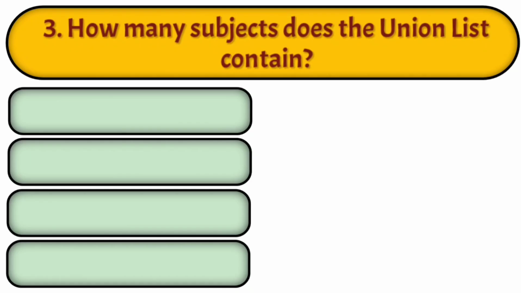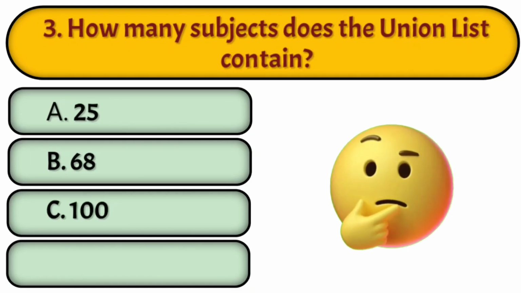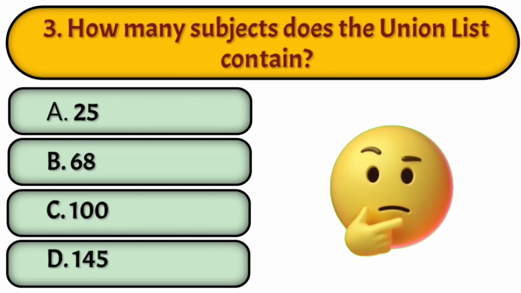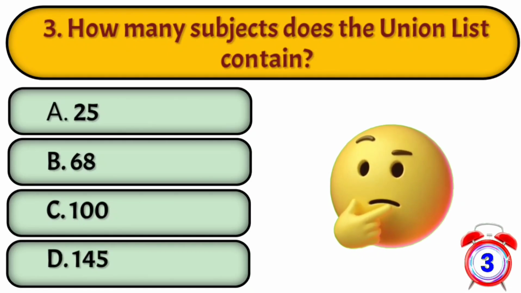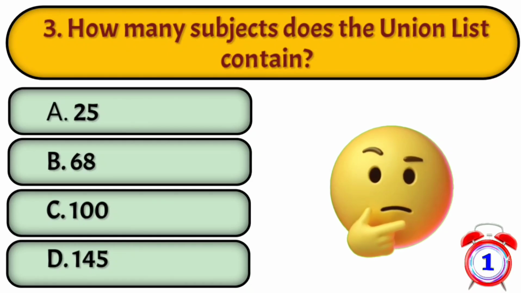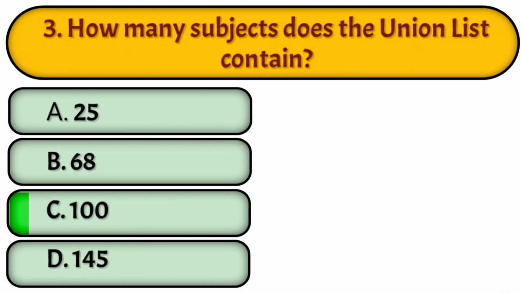Question 3. How many subjects does the Union List contain? Option A. 25, B. 68, C. 100, D. 145. Answer is C. 100.